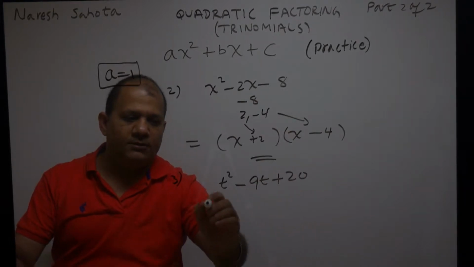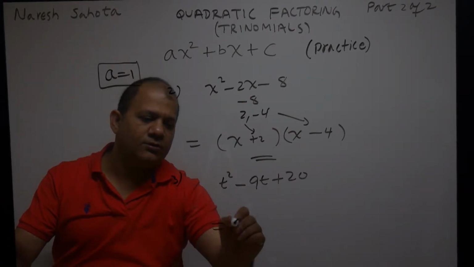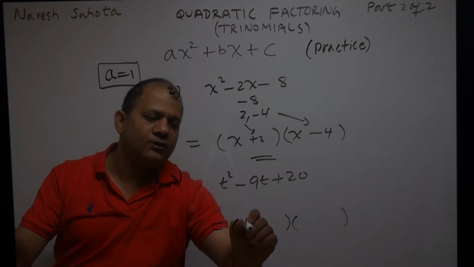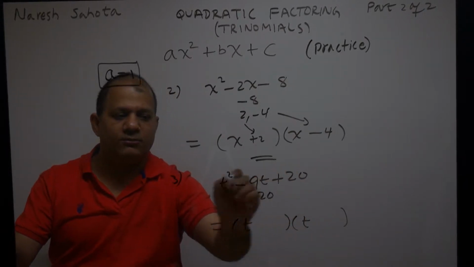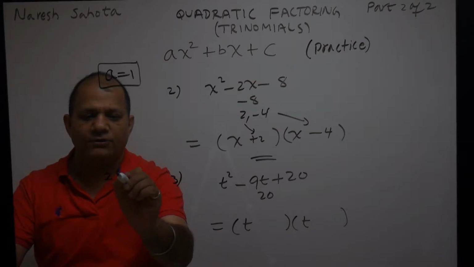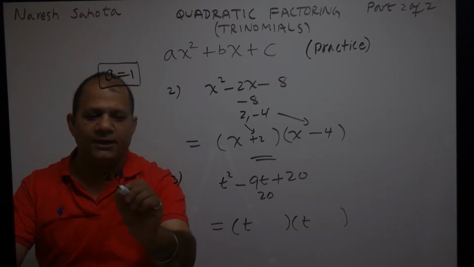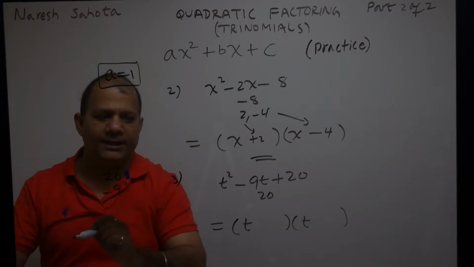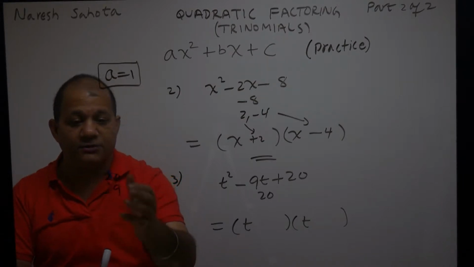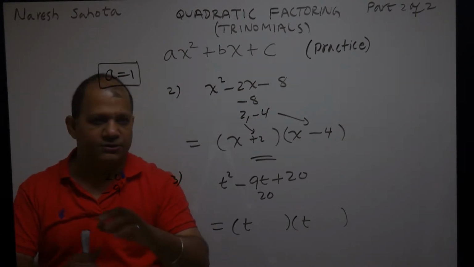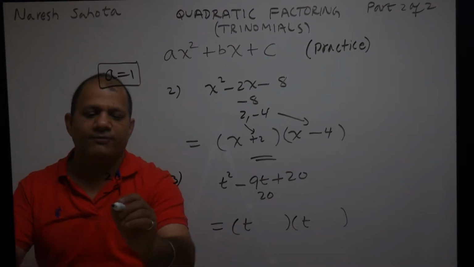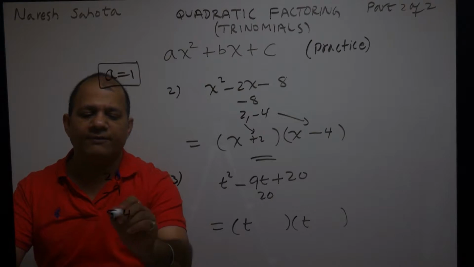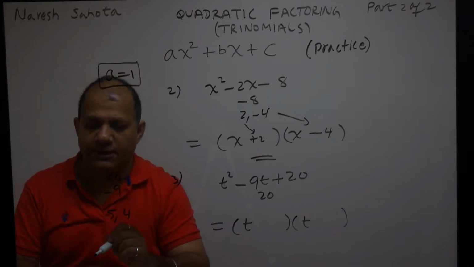Okay, so it's a trinomial and a is 1, so make two sets of brackets. So here we'll have t and t, and now copy the last term, so that's 20. So we want to find two numbers that multiply to give us 20, and when we add, we want to get negative 9. So factors of 20, 5 and 4, right? There's 1 and 20, there's 2 times 10, but I'm going to jump straight to 5 and 4, because 5 and 4 will make 9, right?